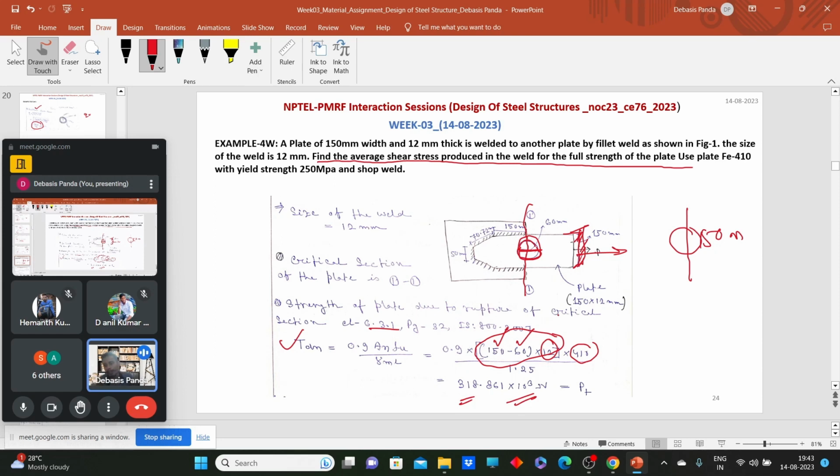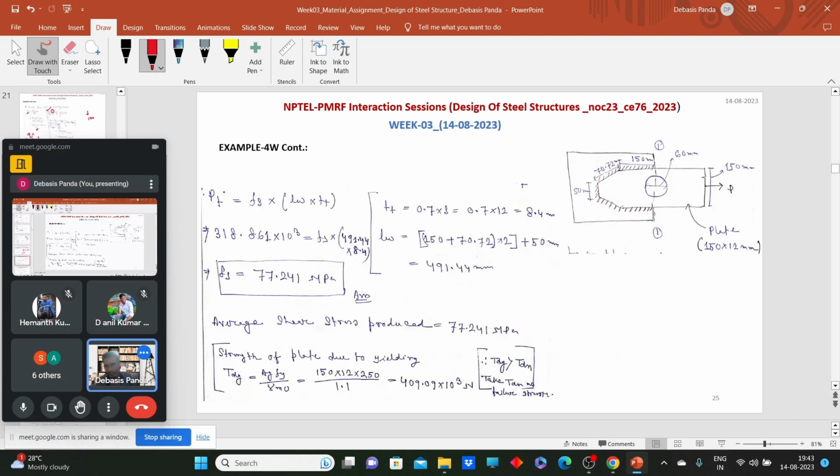Now how can we calculate the average shear stress? Just equate with your stress formula. So what does the stress formula say? Fs is equal to load upon area, and the area will be Lw into Tt. Now using that equation, you can find out the value of stress. So this amount of stress can be safely carried by, or produced in, this weld if we need to transfer a pull equal to the full strength of the plate.